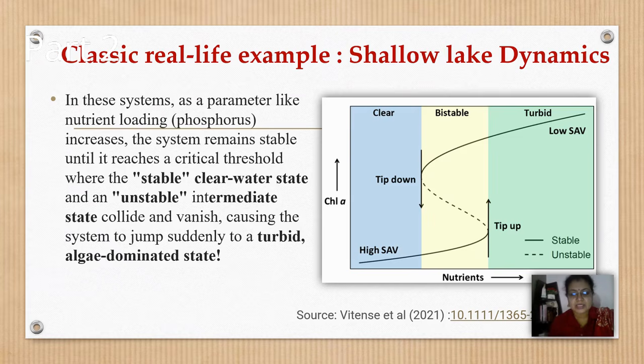So as I searched through the internet for a real life example, I found a very interesting one, and the source I have given here. It is a scientific article which shows that the shallow lake's dynamics show saddle node bifurcation. So what is saddle node bifurcation? There are two fixed points, and these two fixed points undergo a kind of collision and they disappear upon variation of a control parameter.